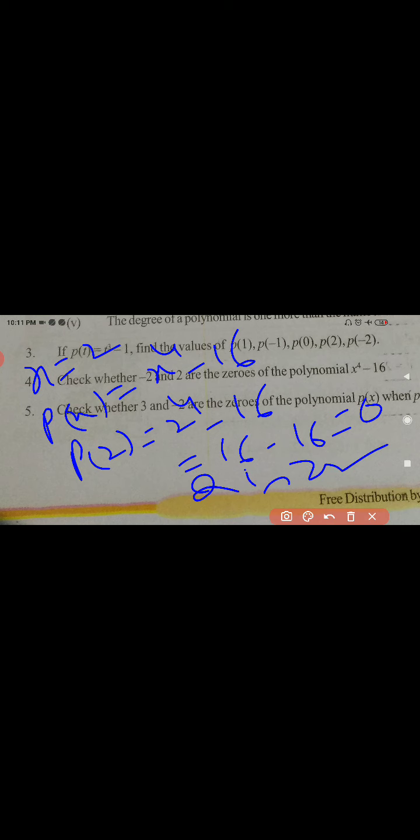Now the second one, what is given in the second one? That is 2. Here x is equal to 2. P of x is equal to x power 4 minus 16. So x is replaced by 2. P of 2 is equal to 2 power 4 minus 16, that is equal to 16 minus 16, that is equal to 0. So P of 2 is equal to 0. 2 is a zero of the polynomial.